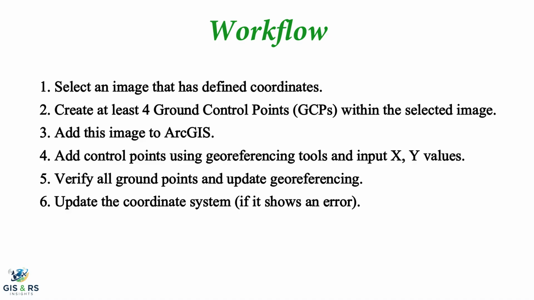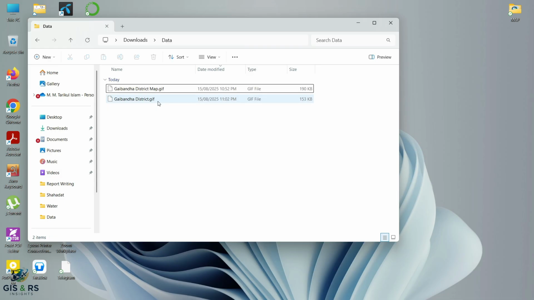4. After that, we will add control points using georeferencing tools and input x, y values. 5. Verify all ground points and update georeferencing. 6. Update the coordinate system if it shows a spatial coordinate error.